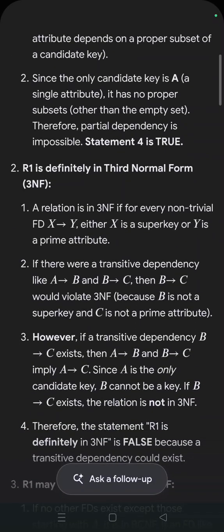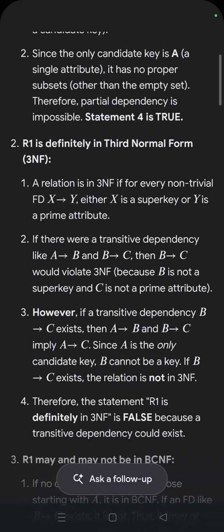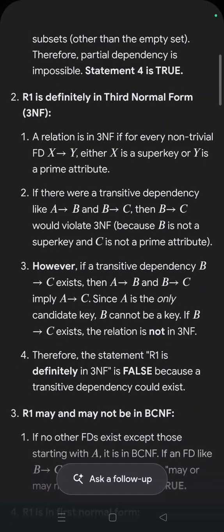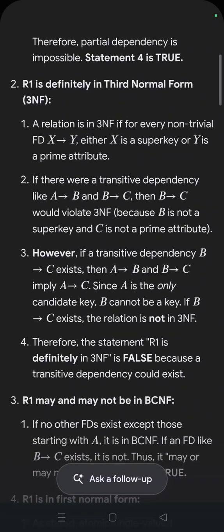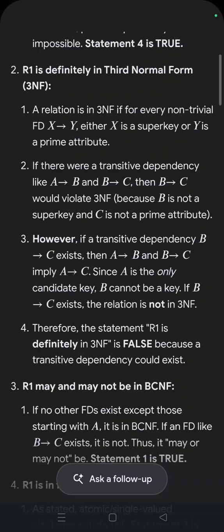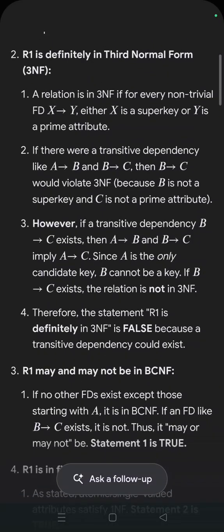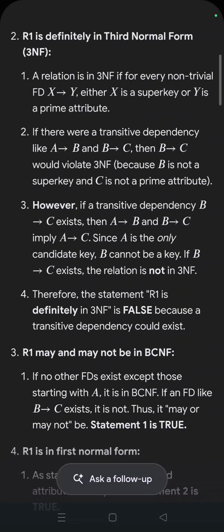A relation is in third normal form if for every non-trivial FD X gives Y, either X is a super key or Y is a prime attribute. Okay, X is a super key అయి ఉండాలి లేదా Y అనేది prime attribute అయి ఉండాలి. If there were a transitive dependency like A to B and B to C, then B to C violates 3NF because B is not a super key and C is not a prime attribute.